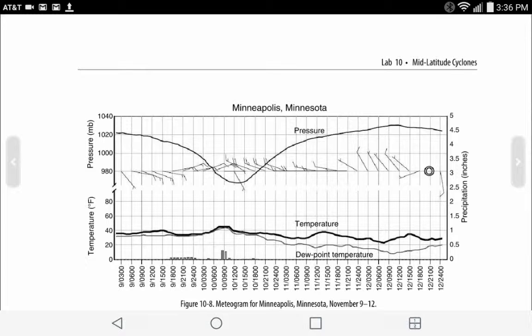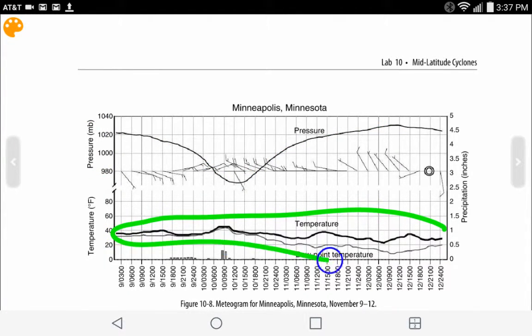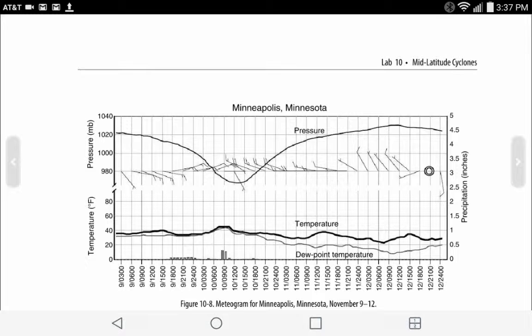So they're going to be reading this diagram and seeing, for example, here's the trace of the pressure over that 4-day period, and here's the pressure scale. There are graphs of temperature and dew point. They both use this scale right here since they both have units of degrees Fahrenheit. And you'll notice there is a little set of bars here. This is precipitation on this scale over here.